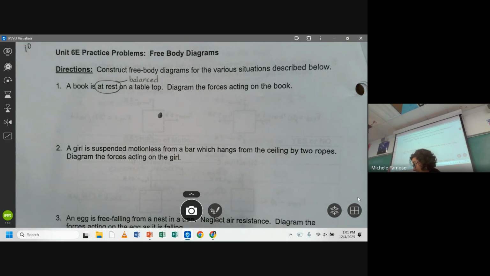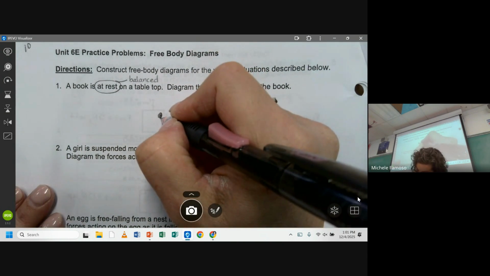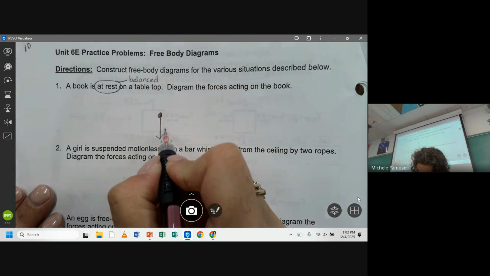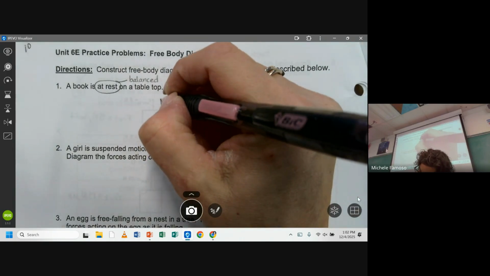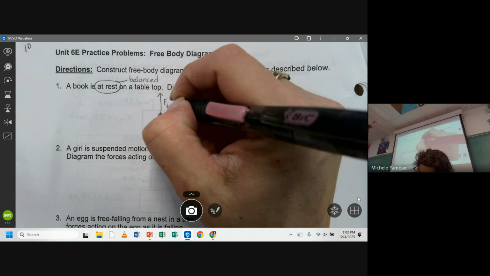Something is pulling it down and something is pushing it up. What's pulling it down? So we're going to draw a down arrow and we're going to label it FG. That is the symbol for the force of gravity. What's pushing up on the bottom of the remote? The table, right? But what do we call that force of the table's surface pushing up perpendicular to it? The normal force, that's right. That's an arrow up labeled FN.